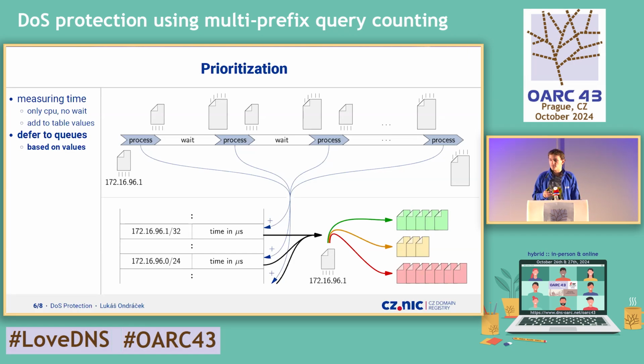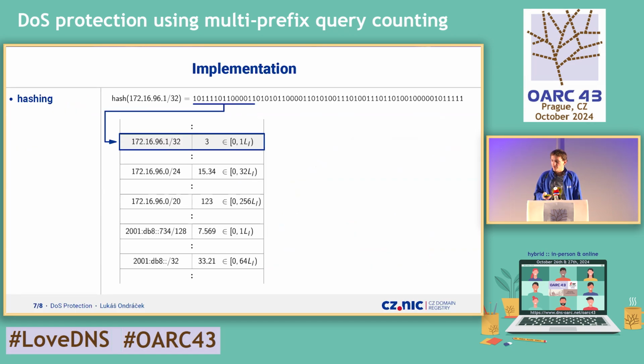Then when we have time for processing other packets, we process the queues according to the priority levels. And when we find some packet which is too long in its queue, we drop it. So this is how the prioritization works, and now how the table is implemented. We start with a simple hash table where we compute a hash of the address, and we use part of the hash as an index in the table. And we will gradually improve this solution.